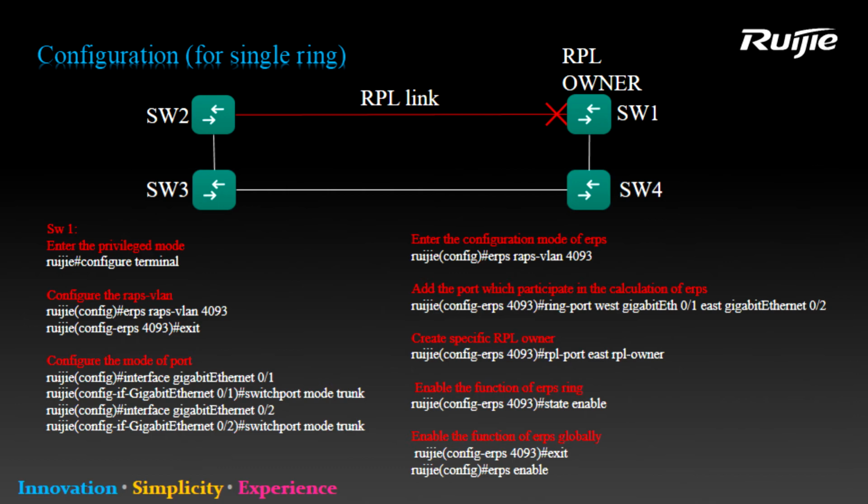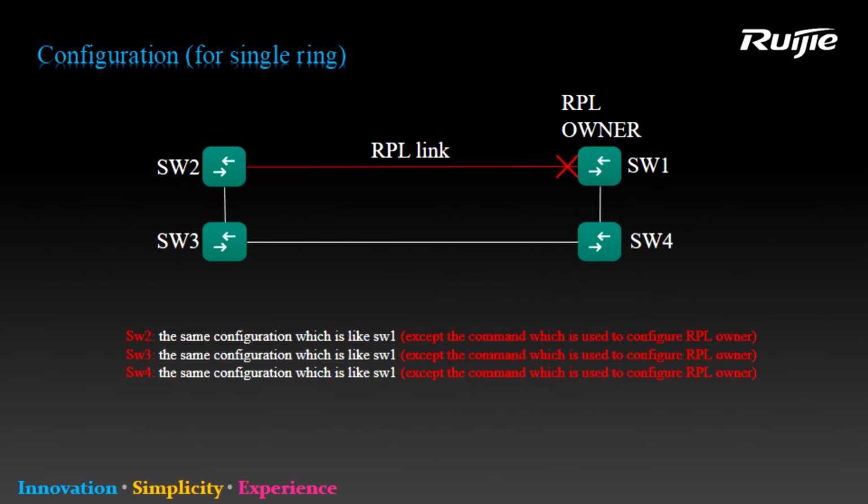Then we need to configure the port mode to be trunk, because if we configure the port mode to be access, it can only permit only one VLAN pass through. Then add the specific port into ERPS and configure RPL owner manually. Then enable ERPS ring function and enable ERPS globally. And we can see here, the rest switches configurations are similar to the switch 1. We only need to pay attention to the red tips on this slide.